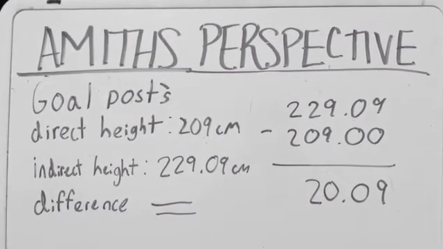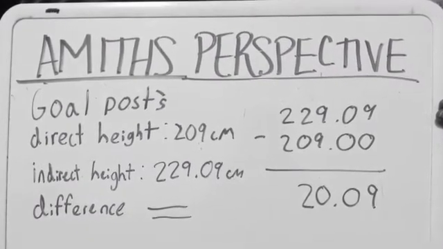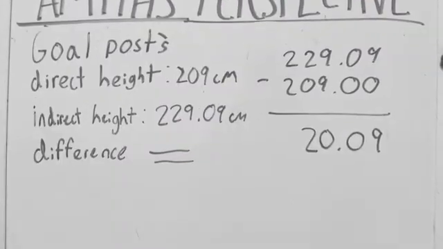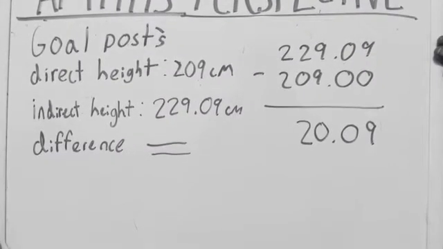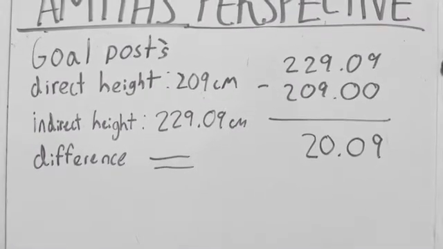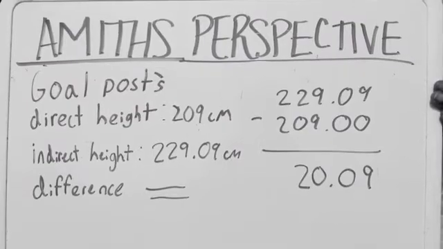The goalpost indirect measurement from my height was 229.09 centimeters. The direct measurement was 209 centimeters. So from this, the difference between my indirect measurement of the goalpost and the direct measurement of the goalpost is 20.09 centimeters.